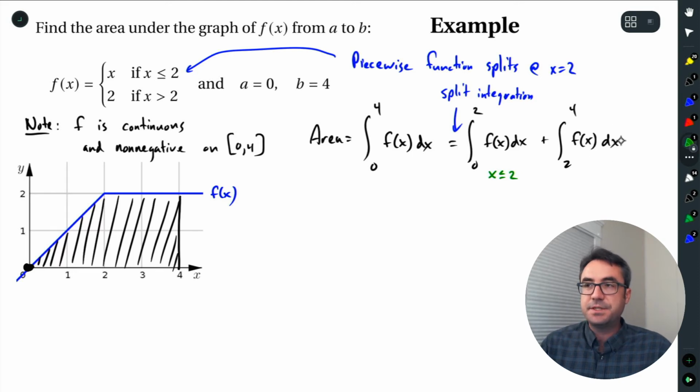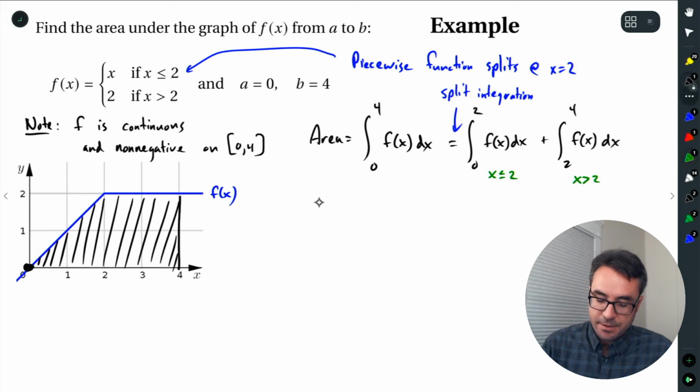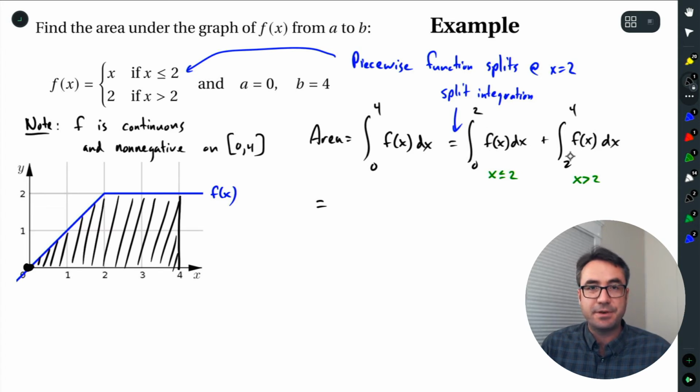Now over here, for this definite integral, we're looking at x values that are between 2 and 4. So that means we're going to use this other piece of our function, x greater than 2. So we fill in these two pieces of our function where they need to go based on the x values for these definite integrals.